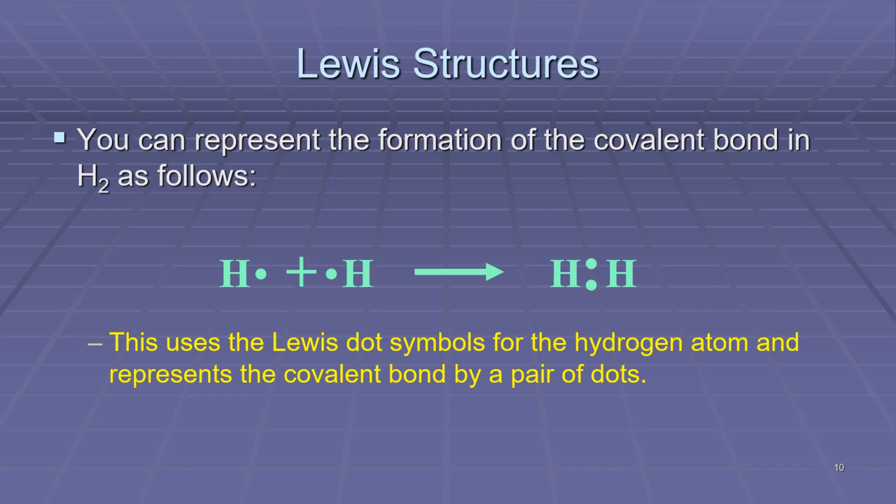We can use either 2 dots to represent a bond, or sometimes we'll use a dash. So sometimes you'll see this. If you see a dash between 2 elements, that represents the same thing. It's a pair of electrons, and we call them shared electrons because they're shared between the 2 atoms. So this is a pair of shared electrons.